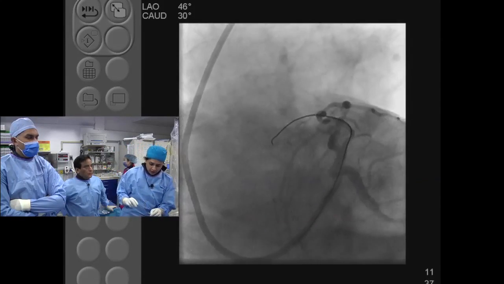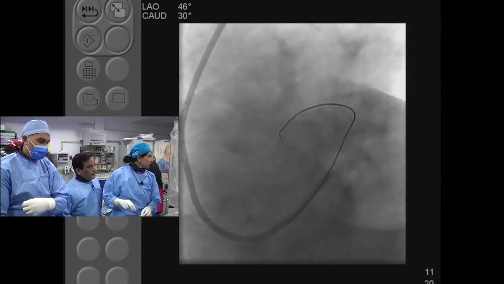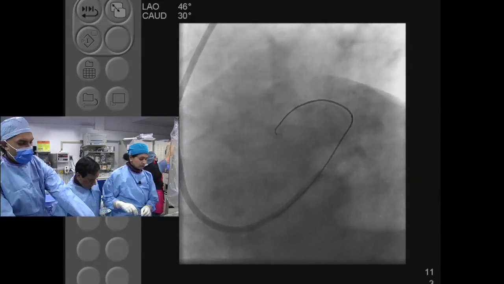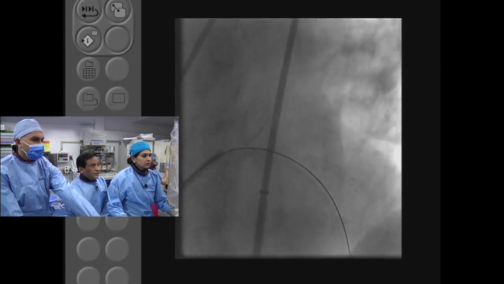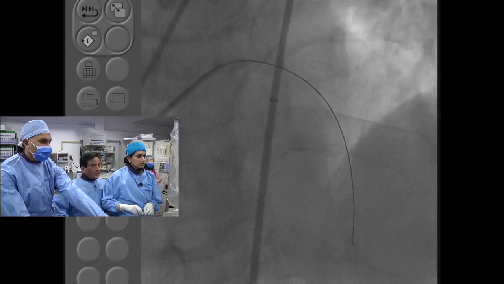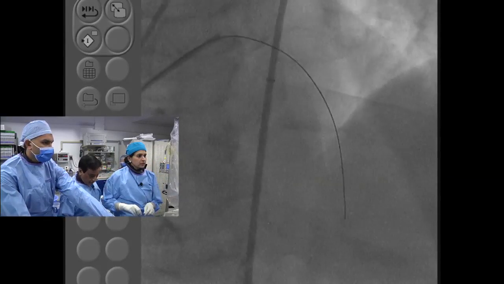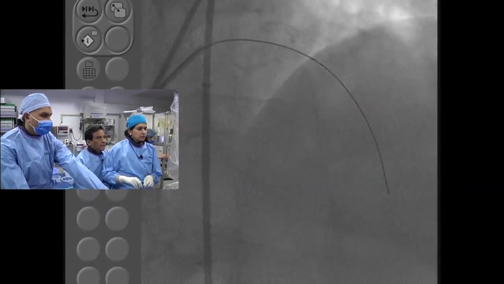We are still not clear. Want to go to some other view first? Okay. Before you go further, yeah. Let's go to that AP cranial view, because if you have gone through the CTO and got to your main distal vessel, then the procedure definitely will become much, much easier. You have already moved quite a bit. Let's take a picture here. The distal part, there is a little bit of shadow. So I like the way the distal tip of the wire is moving.